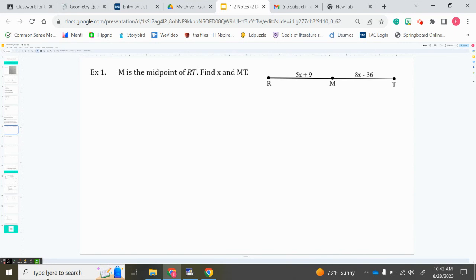All right, example 1. Let's take a look. M is the midpoint of RT. Find x and MT. So in this case, if they are telling us that this is the midpoint, that makes this segment congruent with this segment. And if they're congruent, that means they're equal. That is super important. So we're going to have 5x plus 9 equals 8x minus 36.